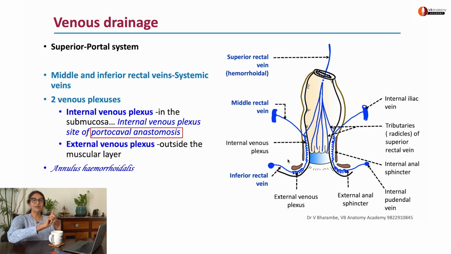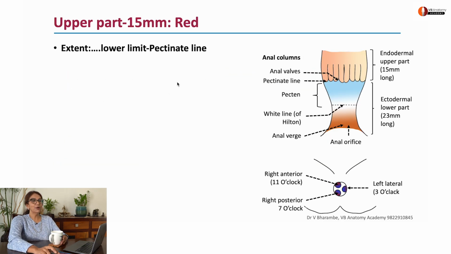This lot of blood vessels which are found in the wall of the rectum, in the form of a ring, form what is called annulus hemorrhoidalis. So let's now understand a little bit more about the wall of the anal canal and discuss a little bit about hemorrhoids or piles. The upper part of the anal canal is about 15 millimeters in length.